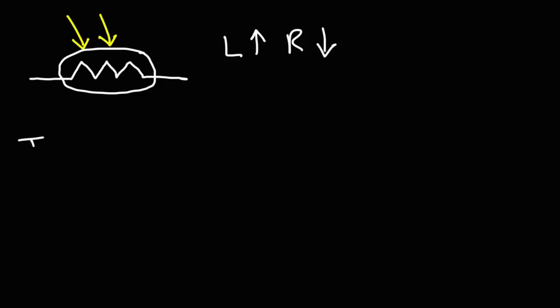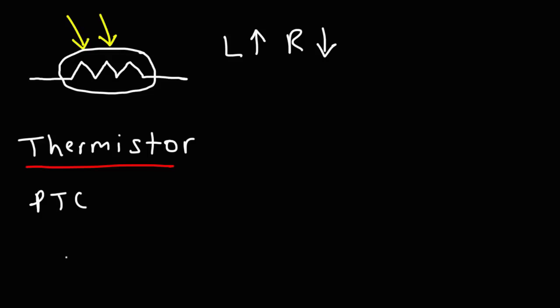Now the next type of resistor that I want to talk about is the thermistor. The thermistor is a temperature dependent resistor. Now there's two types of thermistors. There is the PTC thermistor and there is the NTC thermistor. PTC, that's the positive temperature coefficient thermistor. NTC, that's the negative temperature coefficient thermistor.